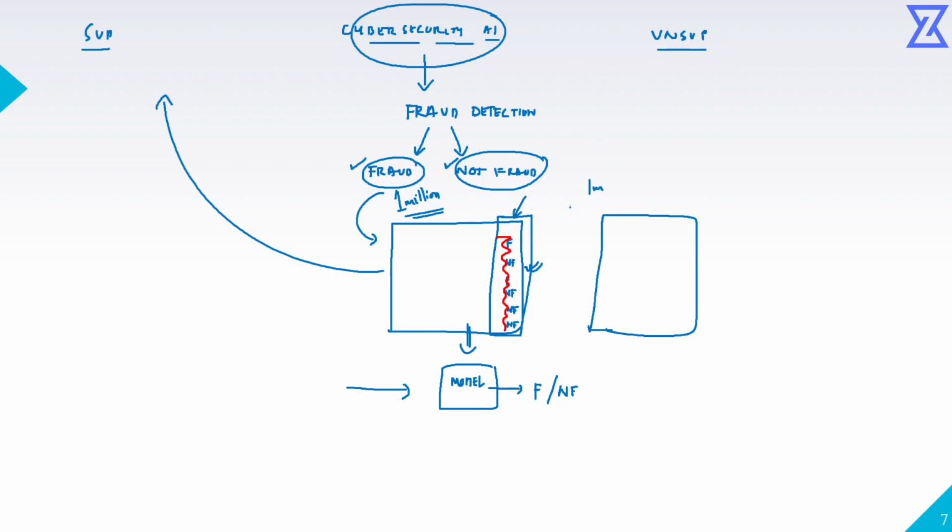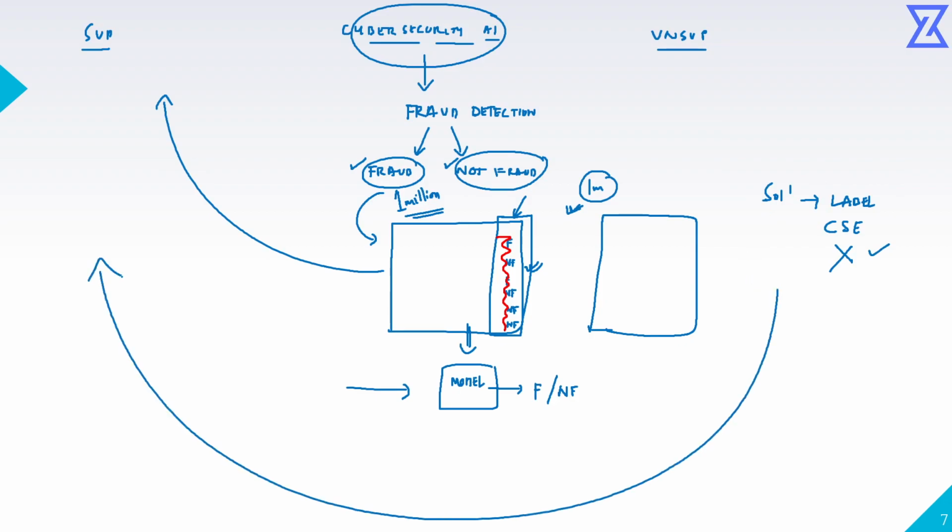Again, in this scenario, there are two solutions. Solution one, you ask somebody to label it. You go to your cyber security expert and say, Bhaiya, can you do this? And he will say, no, I cannot do this because it's 1 million records. Not possible. So this solution is gone. If he is able to do this, then life sorted, it becomes a supervised problem.